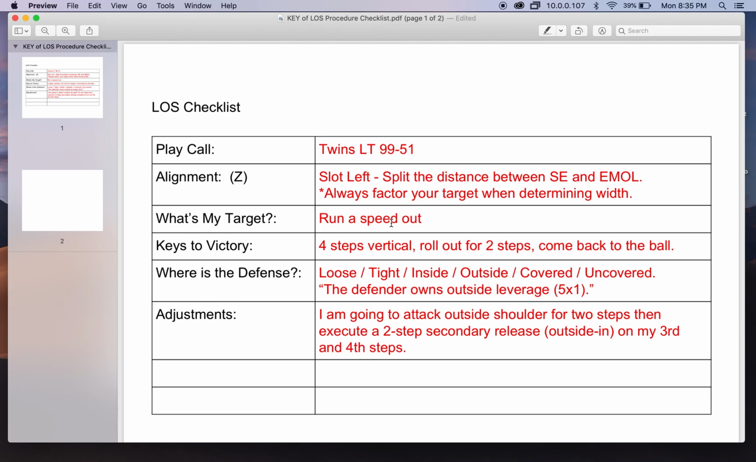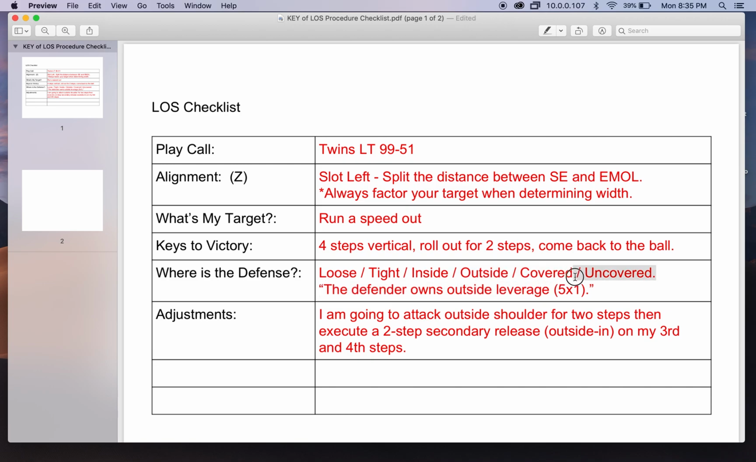If you're running a speed out and somebody has outside leverage on you, well, that's a problem. We need to have a solution for that. Okay, am I covered or uncovered? Basically, is there somebody covering me immediately or not? These are the questions you need to ask yourself as soon as you get to the line of scrimmage.